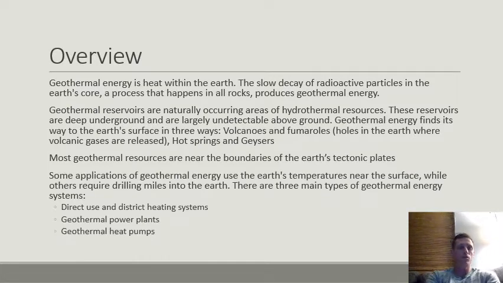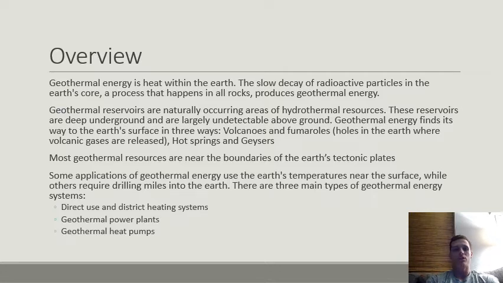Quick overview. Geothermal is, generally speaking, heat generated within the Earth. It's a slow decay of radioactive particles from the Earth's core, and it happens in all rocks, and it produces the geothermal energy. Geothermal reservoirs are naturally occurring areas of hydrothermal resources, and these reservoirs are deep underground. It can be challenging to detect them. It takes pretty advanced technology to find them. There's a lot of exploratory drilling associated with ensuring that the geothermal resource is usable.